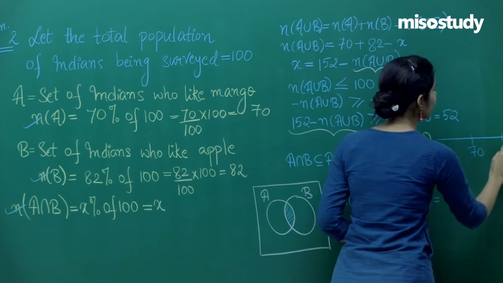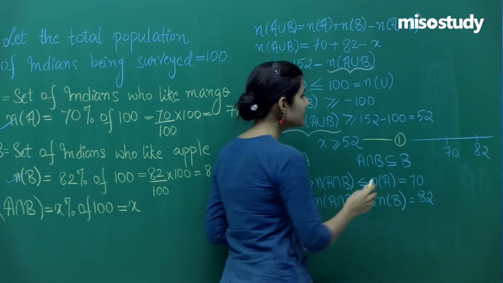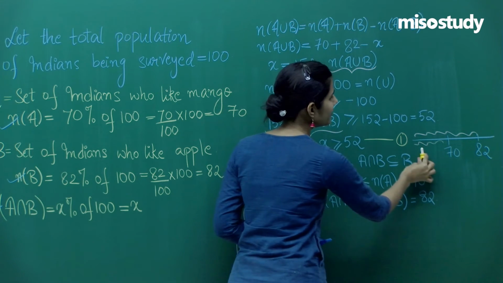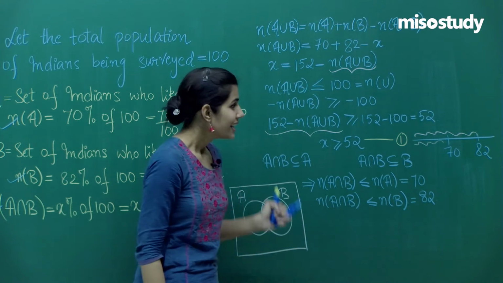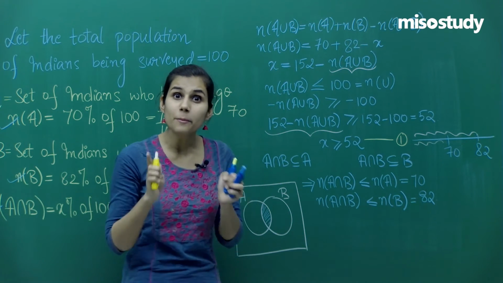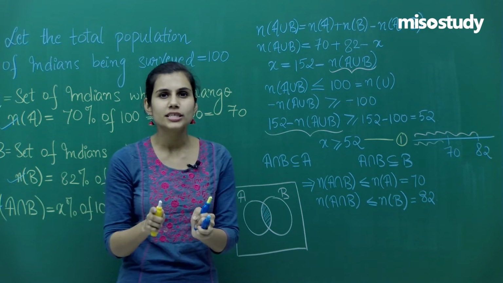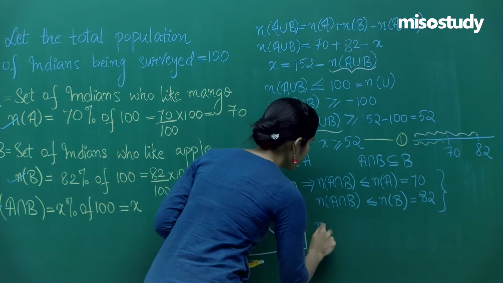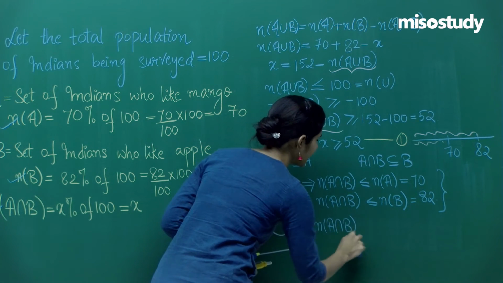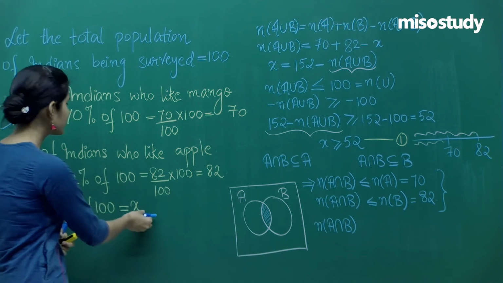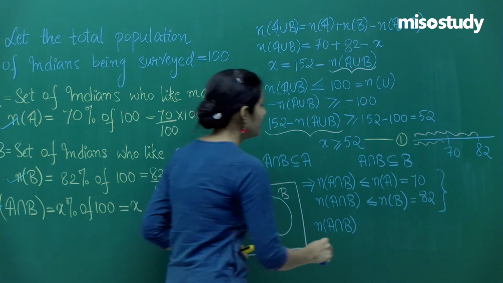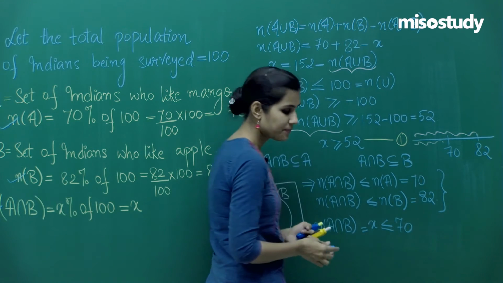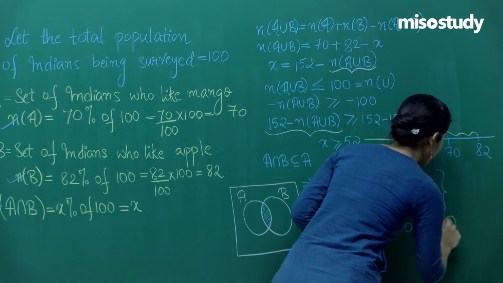If this is 70 and this is 82, and numbers are less than 70 and less than 82, that means to the left of 70 and to the left of 82, those numbers are definitely less than the minimum of 70 and 82, which is 70. And therefore, from these two, you get the number of members in A intersection B, which is what is your X. And you get that your X is less than or equal to 70. This is my second equation.